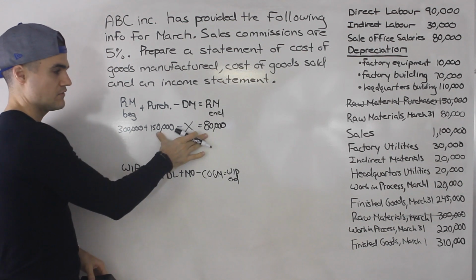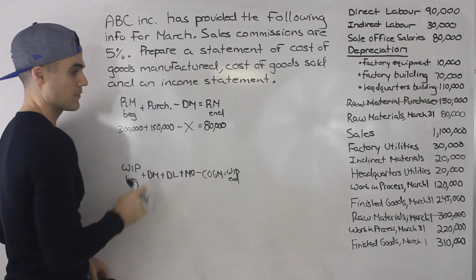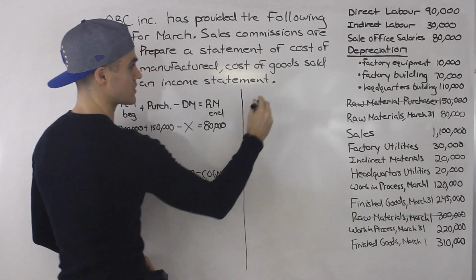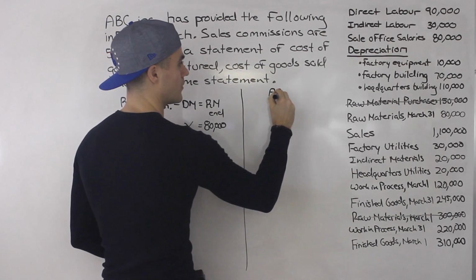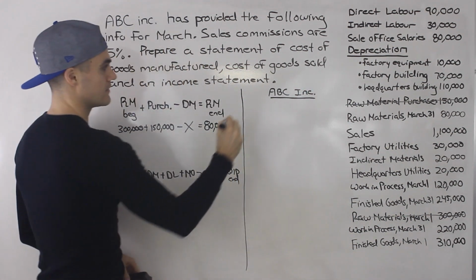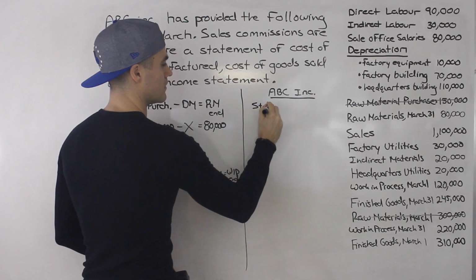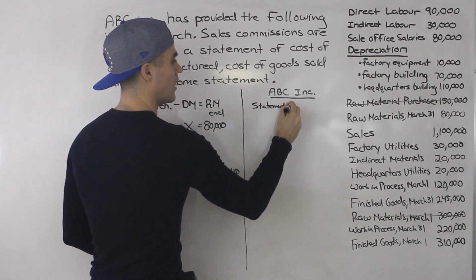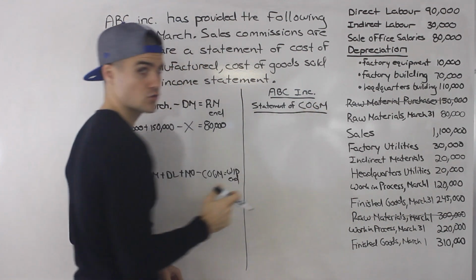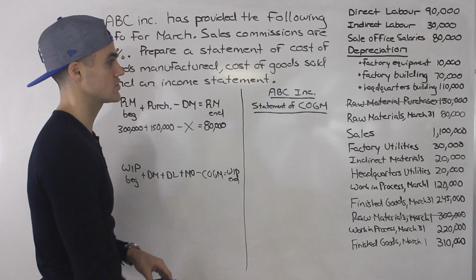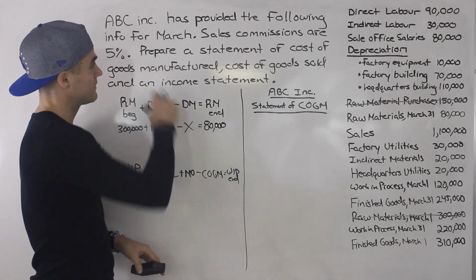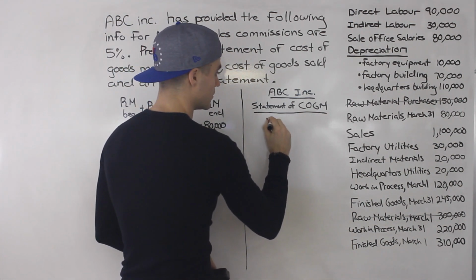Okay, so even from here, we can already start the statement of cost of goods manufactured. So let me actually write the statement over here. So the way you set it up is you first write the company name, so ABC Incorporated. And then this is going to be a statement of cost of goods manufactured. Now you wouldn't write the short form, you would actually write out cost of goods manufactured. I'm just saving myself some room here. And then we would write that this is going to be for the month of March.